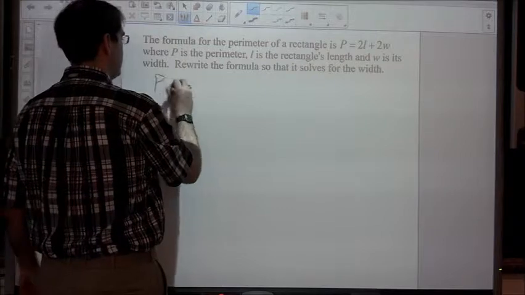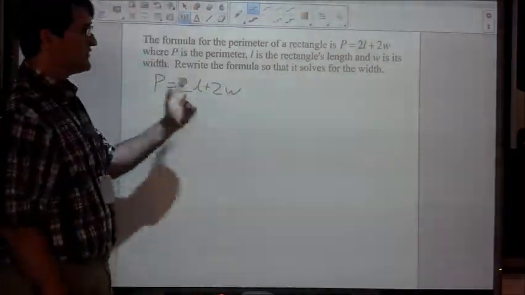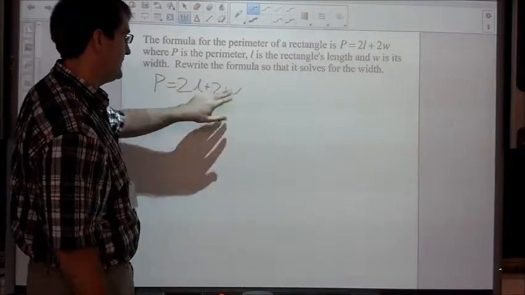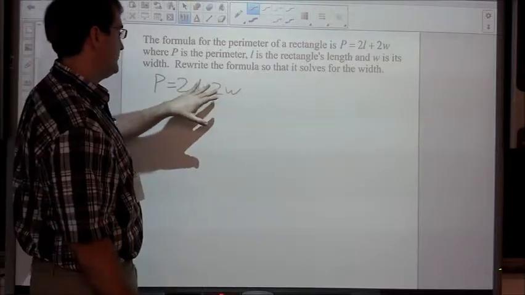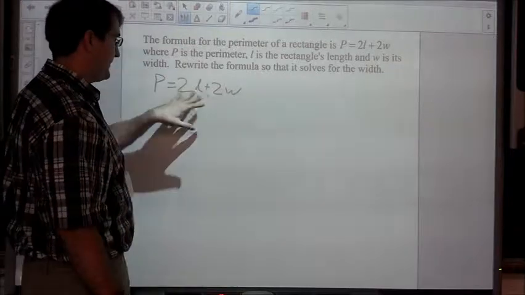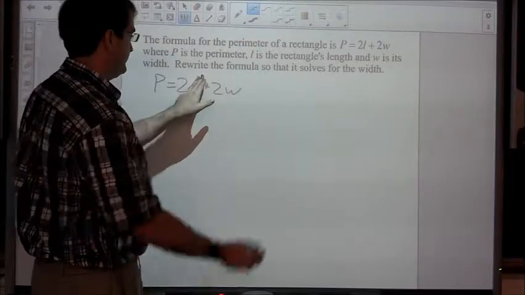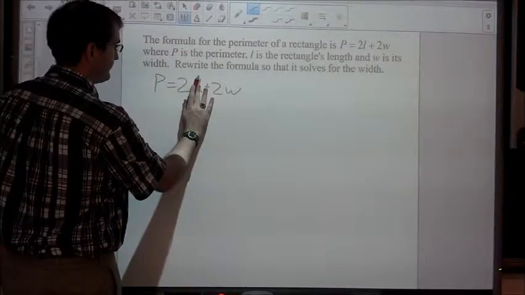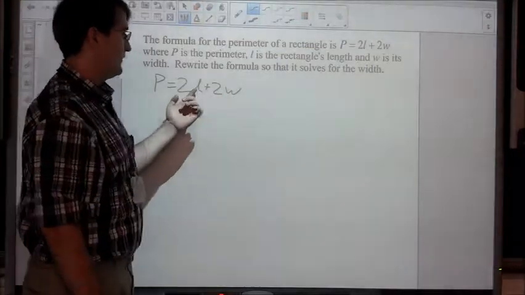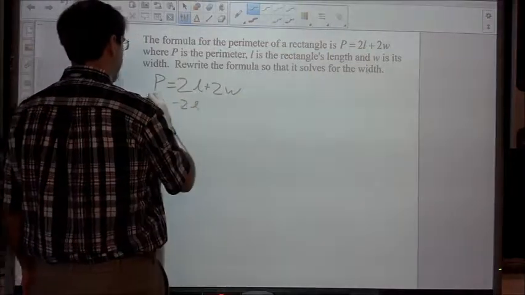So P equals 2L plus 2W. If I'm solving for the width, that means I need to get rid of everything on the right-hand side here that isn't the W. I'm isolating the W. If this were just a regular equation, if this was just 2 plus 2W, I'd subtract the 2 over here, and then I divide by 2. Well, the fact that this is a 2L doesn't change that at all. I'm still going to subtract the 2L from both sides.